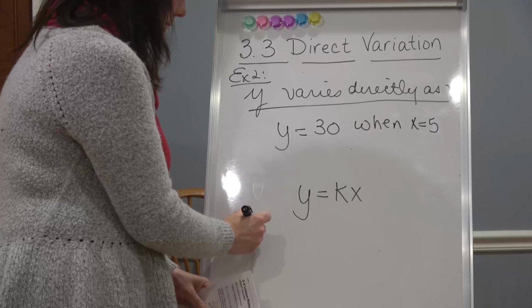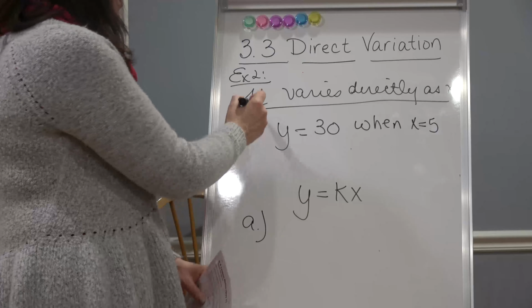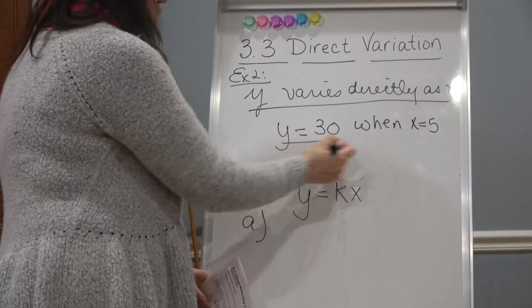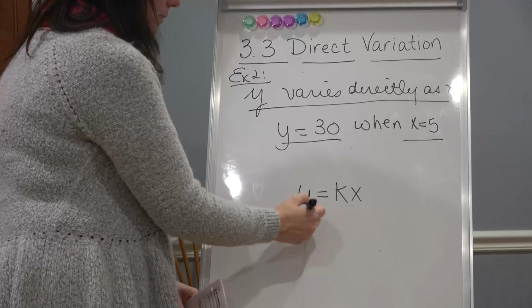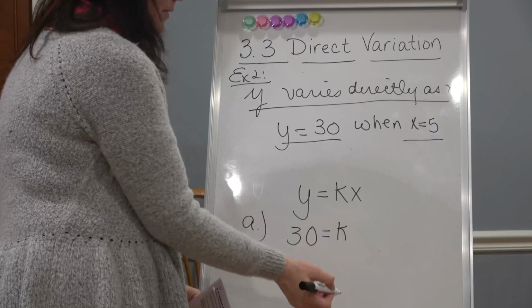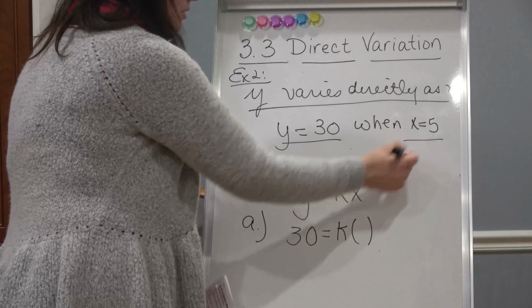And it says in part A, write an equation that relates x and y. Okay, so if we want to write an equation, we know it varies directly, y varies directly as x, so we can take what they give us, right? We know that 30 is the y equals some number k times x, which is 5.